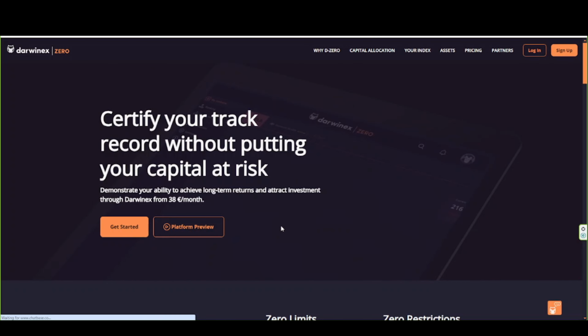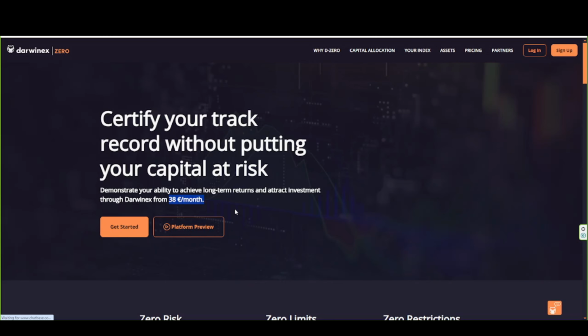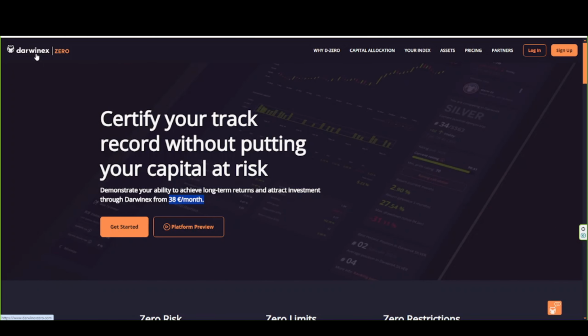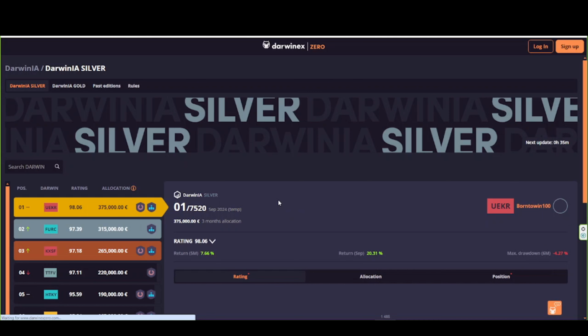Now, the DarwineX Zero route is most probably for people who don't have or are not willing to put €1,000 into a broker. What they can do is pay €38 a month, and then they can just trade on a demo account. This allows them to have a track record. That's DarwineX Zero compared to DarwineX. I'm going the DarwineX route. Within DarwineX, there's the Darwin IA Silver and there's the Darwin IA Gold.